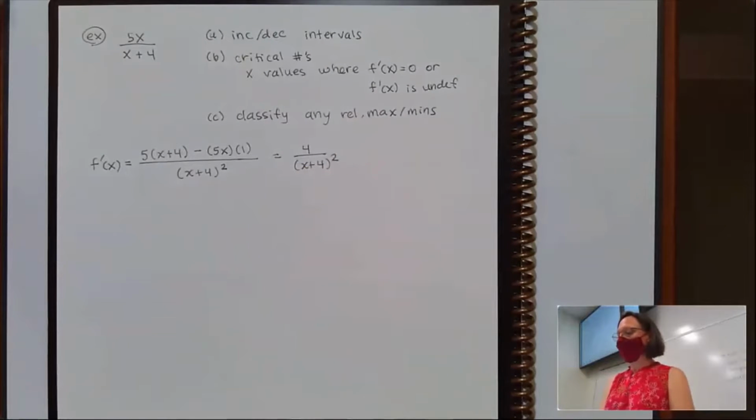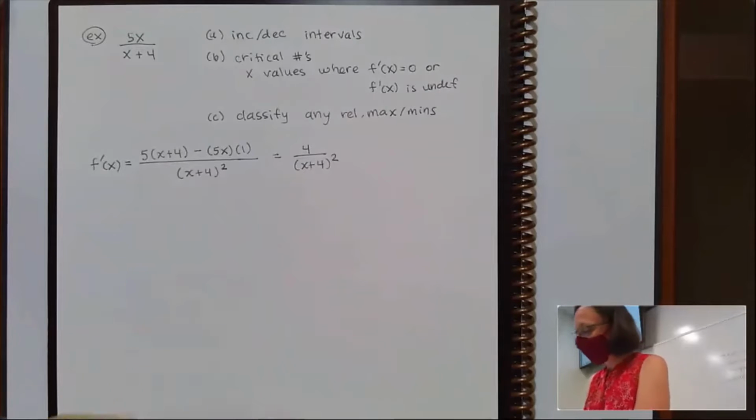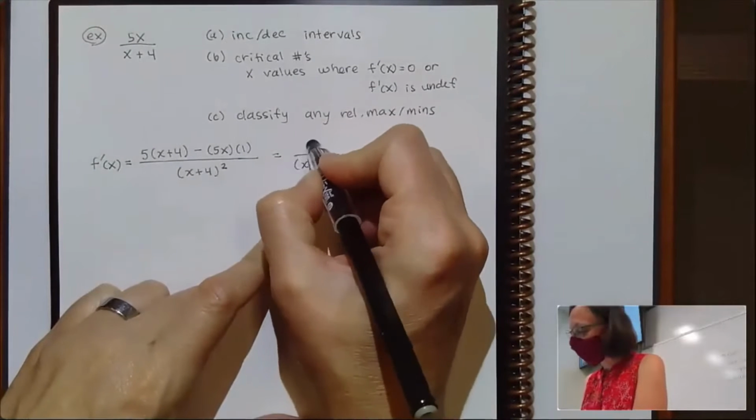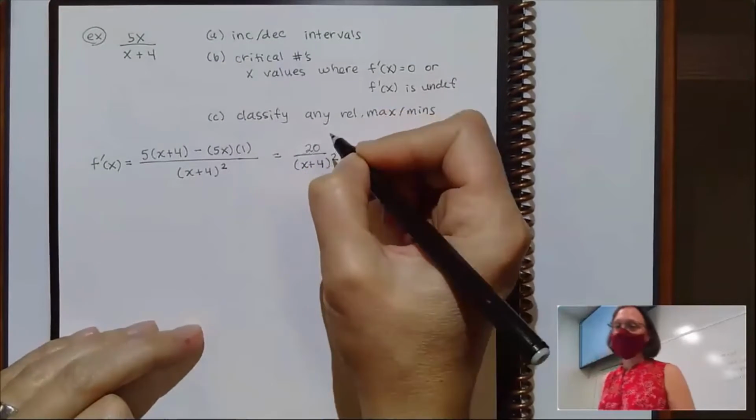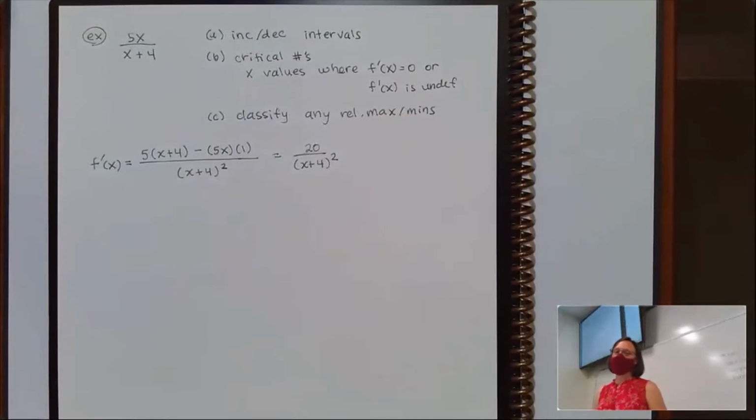I mean 20. I don't mean 4. And by 4, I mean 20, because those 5 x's are going to cancel out. So that tells me I already know some things. This does not have any relative extrema.